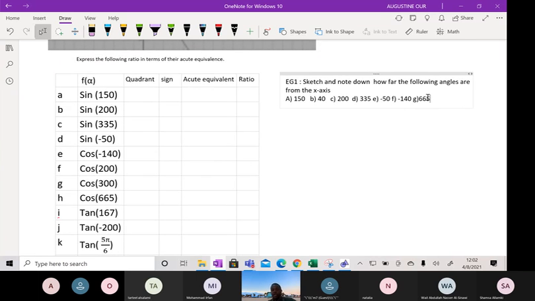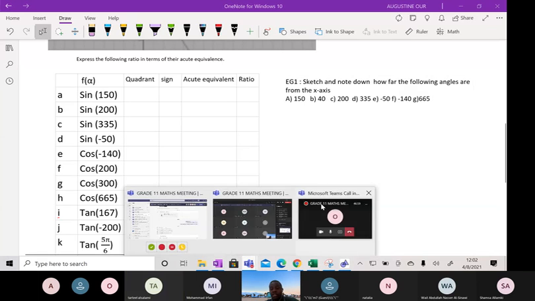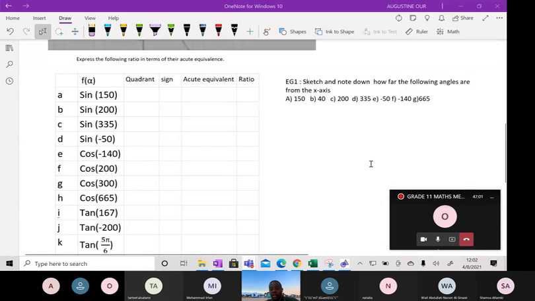Okay, so that is the problem now, and we want to solve it. Who can tell me where 150 terminates? Do you remember, people who were in class last time? In the second or the first quadrant? In the second, right?